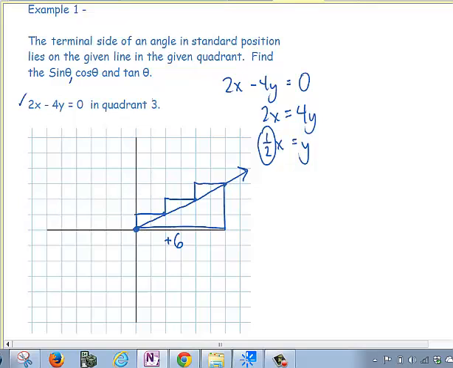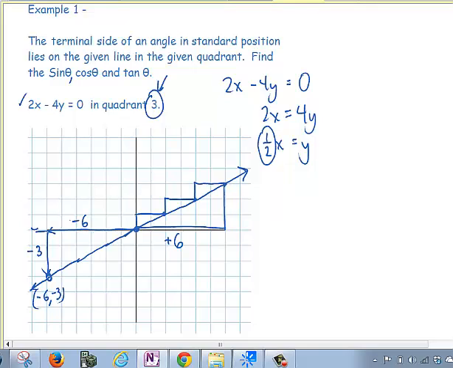Oh wait, they said quadrant 3. If this were quadrant 1, this would be fine, but I'm going to extend this line down this way, and the angle is down in this quadrant. So this would be a little bit different because it would be heading to the left by 6 and down by 3, but it still uses that same line to get to this point, (-6, -3). So depending on the quadrant they tell you, when you draw your line, you should make sure your line goes into that quadrant from the origin.